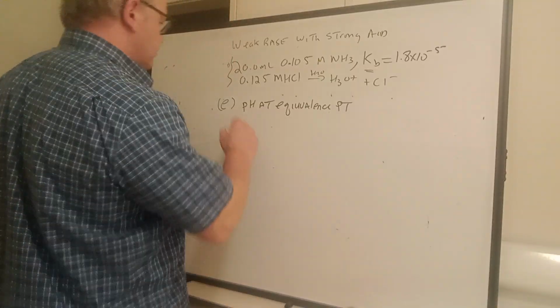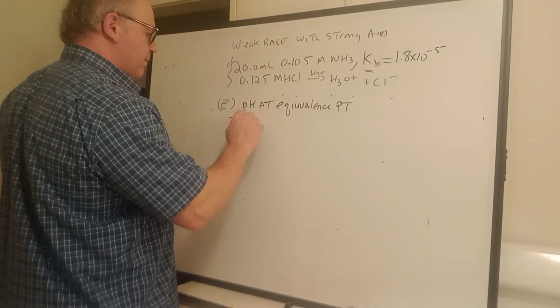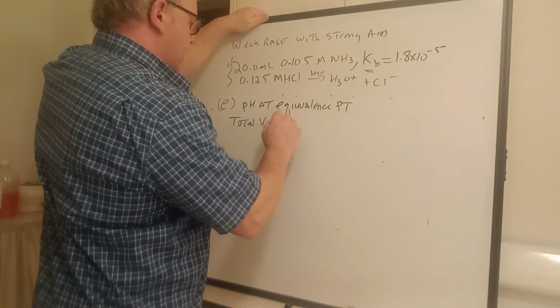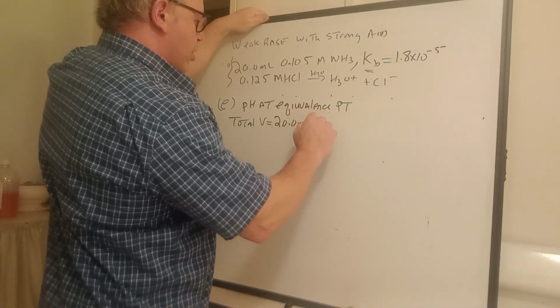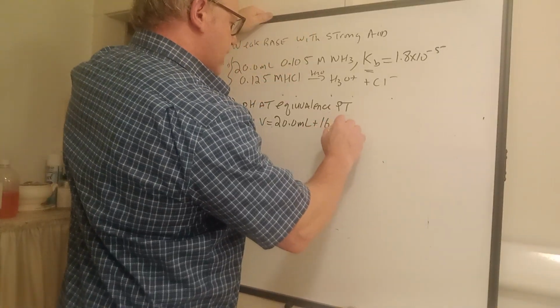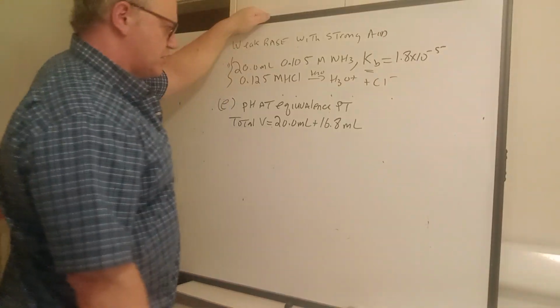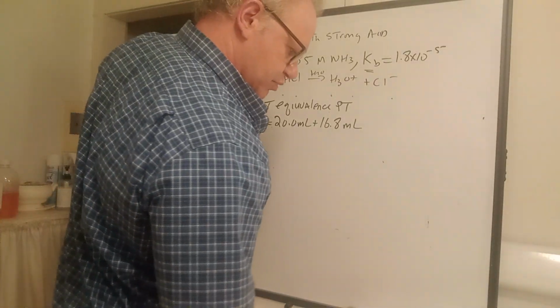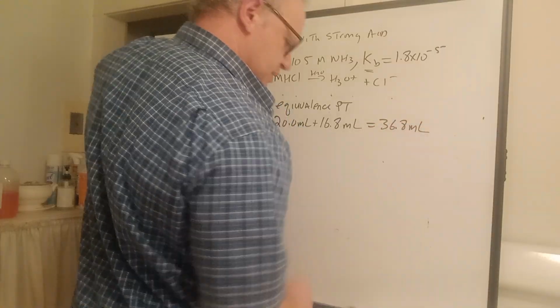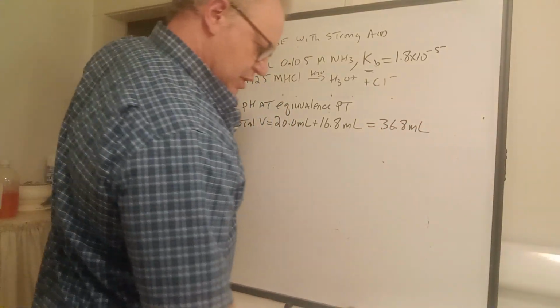Okay, so we have to get first the total volume. We have from before a 20 milliliter sample. In the earlier part, we determined it took 16.8 milliliters of HCl volume to reach it. And so what do we get from that? We get 36.8 milliliters. That's the total volume of the system.